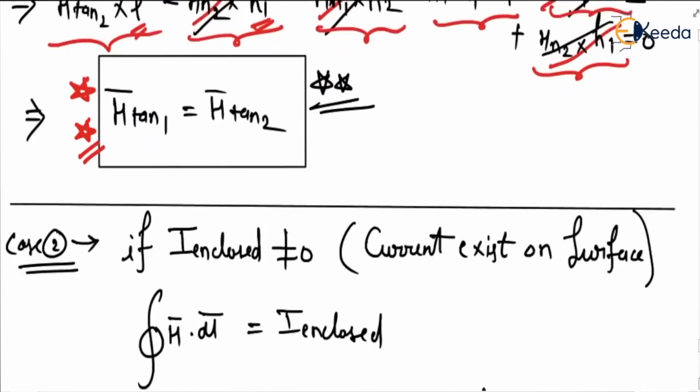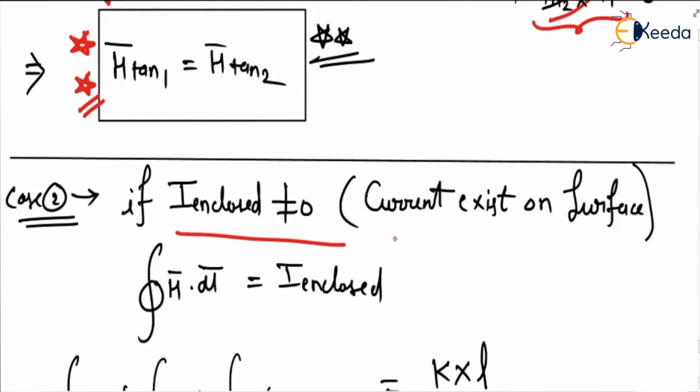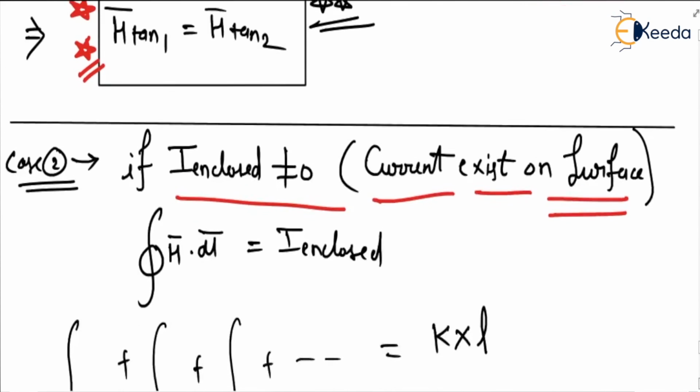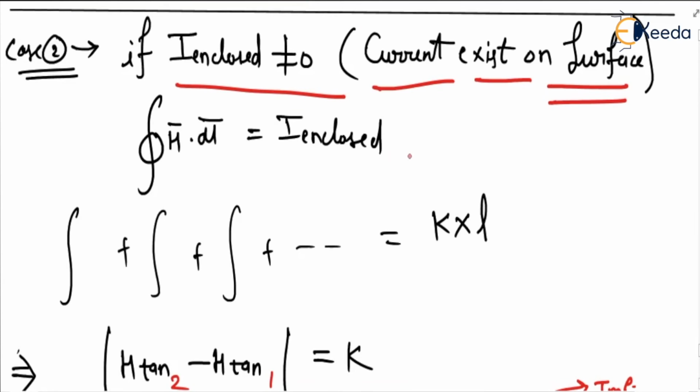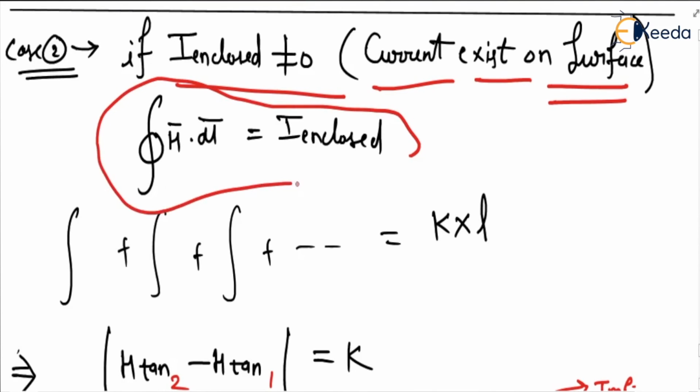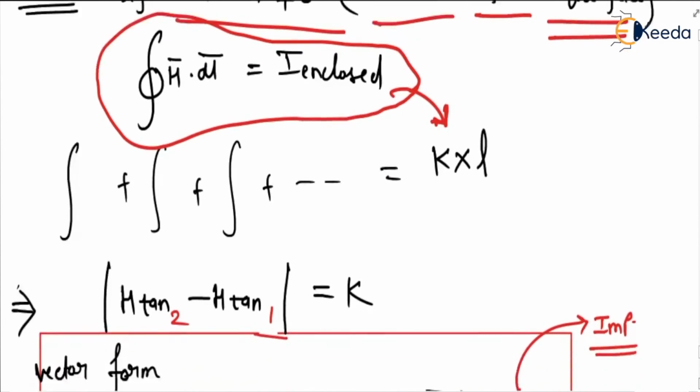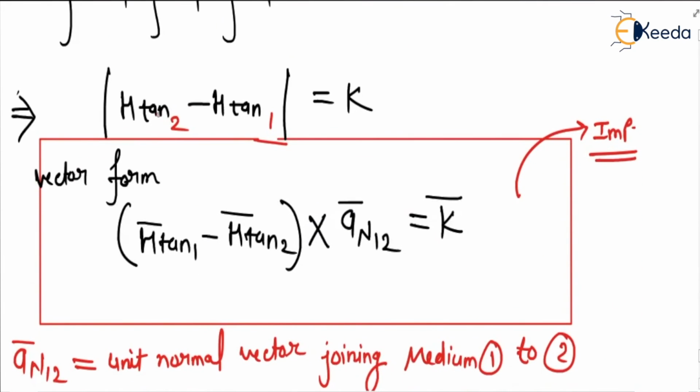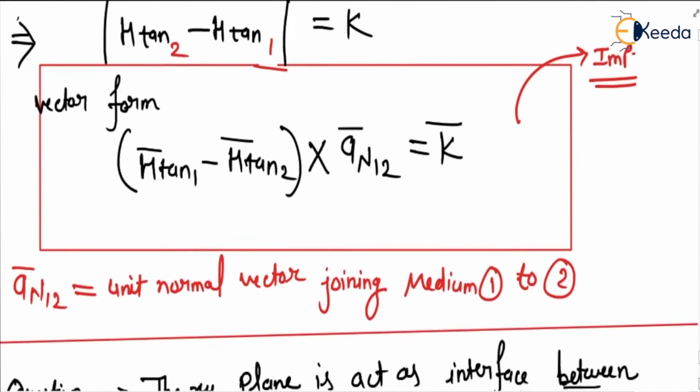But in case number 2, if the current enclosed is not equal to 0, it means current exists on the surface which is separating the two mediums. So in this case, the circulation of H vector dot dl vector is equal to the current enclosed. We put in all the same data, but the current enclosed will be equal to K into L. In this case, the required condition will be the magnitude of H tan2 minus H tan1 is equal to K. But its vector form is more important.